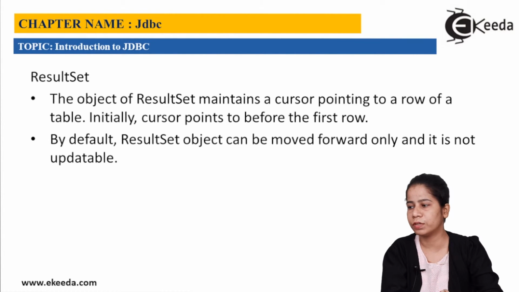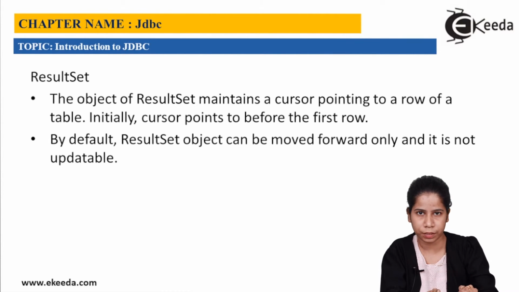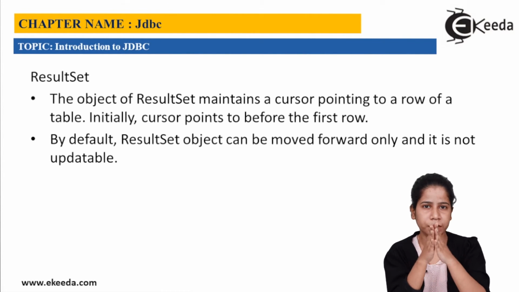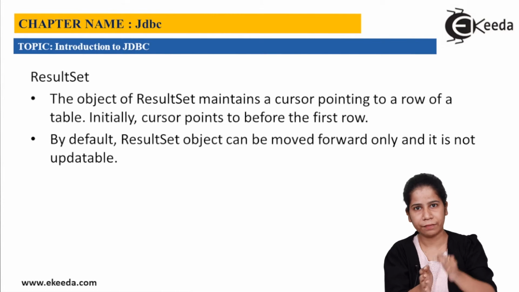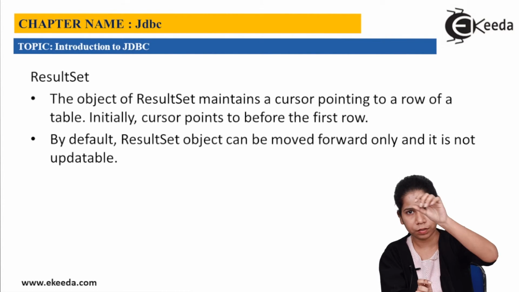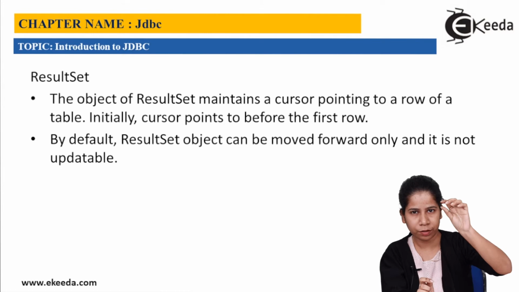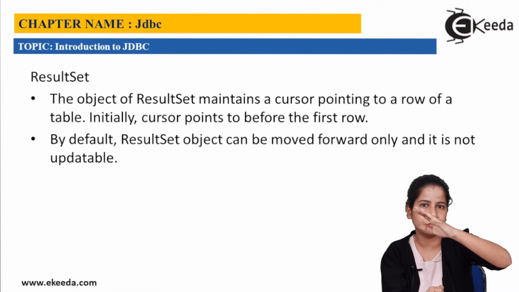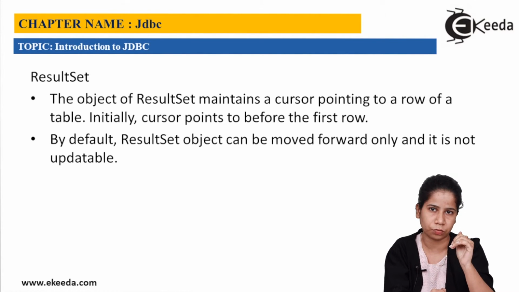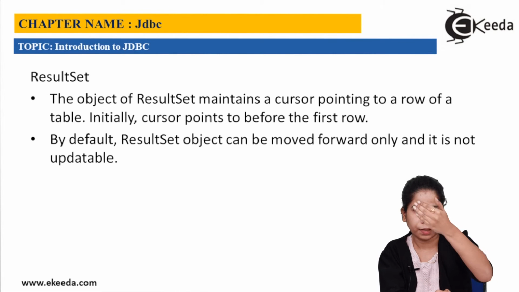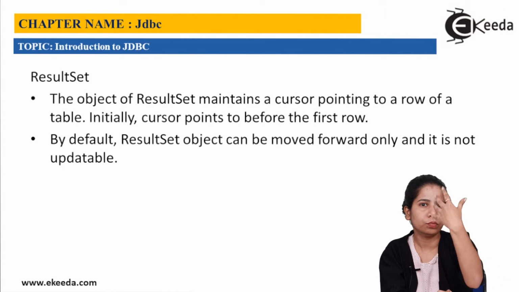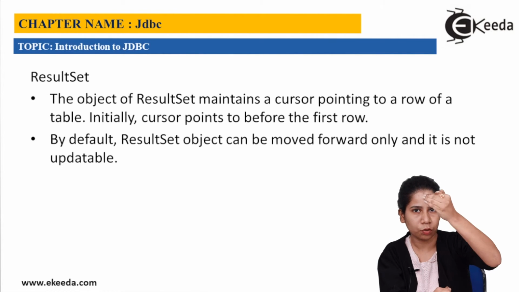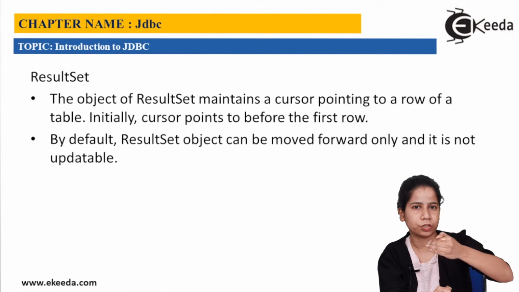The ResultSet object maintains a cursor pointing to a row of the table. Basically, this cursor always points initially to the first row, and that row does not have any data. It is just placed at the first row, with its kind of heading section. Then whenever you want to fetch the data, you first have to go to the next row and then fetch the data.